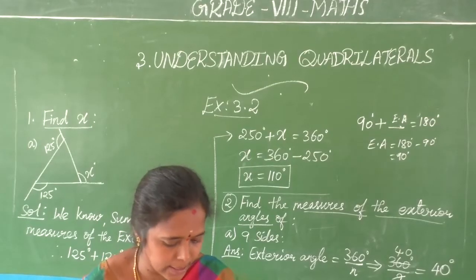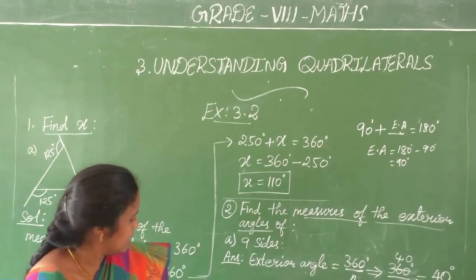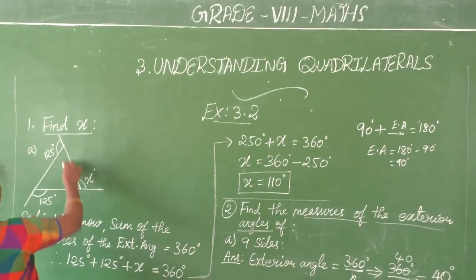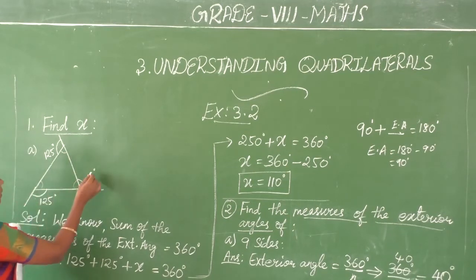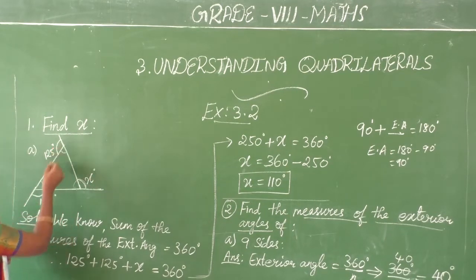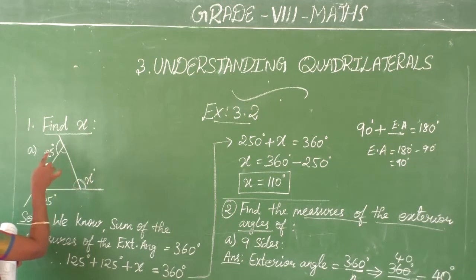See, in the first section itself, one more question. Find x. The figure is given in this way, a triangular base. Here, these are interior angles, and here x and 125 are exterior angles. Among the three exterior angles of the triangle, one angle is missing. Clear? That x we have to find.